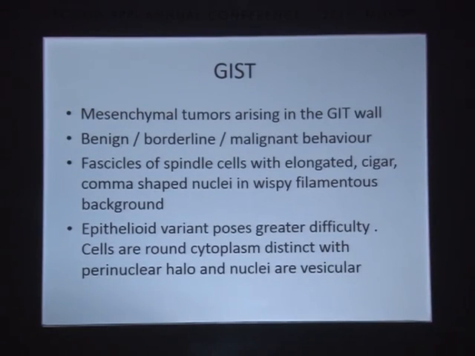Gastric GISTs are the mesenchymal tumors arising in the gastric wall, GIT walls. They are composed of fascicles of spindle cells with elongated cigar or comma-shaped nuclei in a wispy filamentous background. When you have this spindle cell morphology, they are not difficult to identify, but these epithelioid variants can pose a lot of difficulty in cytology preparations. The cells are round and classically they show perinuclear halo, and the nuclei may be vesicular.